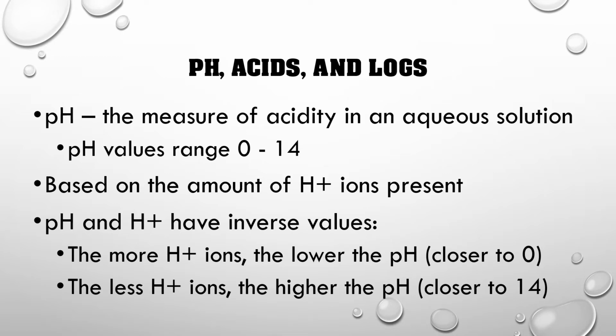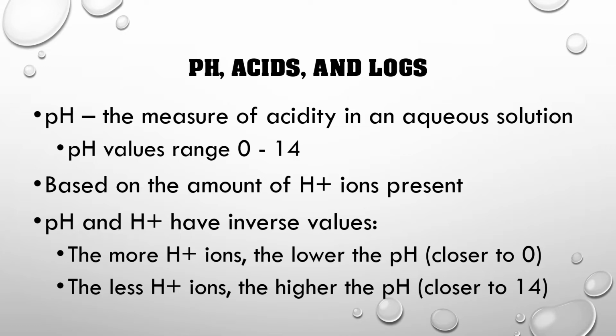pH is the measure of acidity in an aqueous solution. The values of pH range from 0 to 14. So you're not going to have a pH 236. You're only going to have a pH 0, a pH 1, a pH 2, and all the decimal points in between. You could have a pH 1.2, a pH 1.75, all the way up to 14.